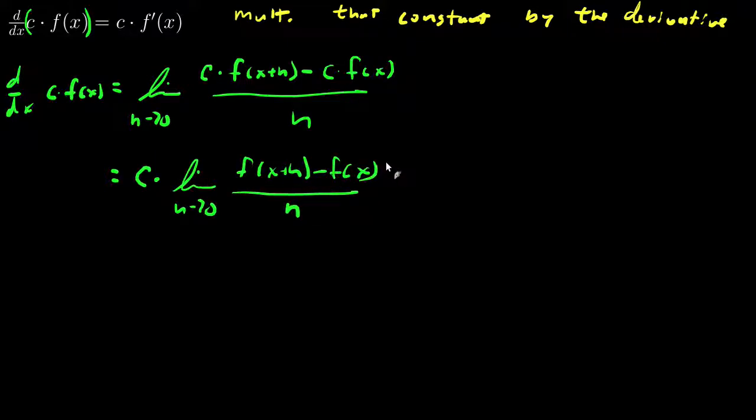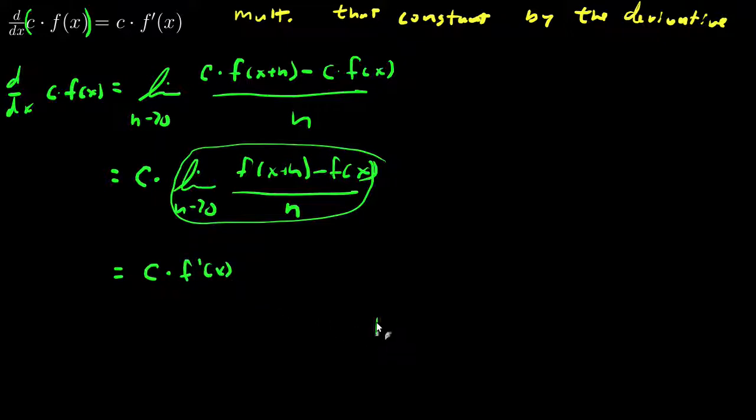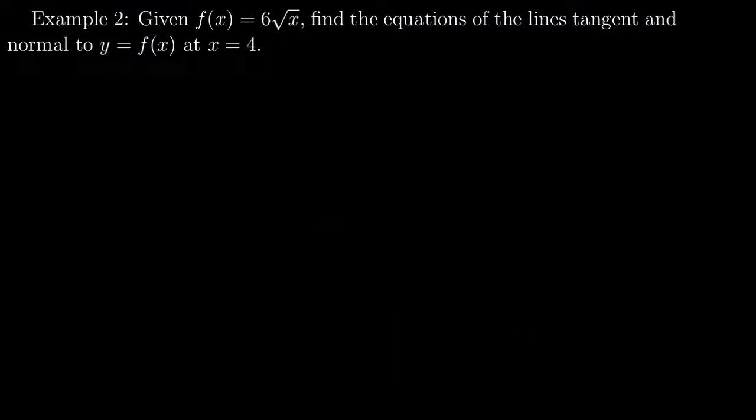And we see right here, this is the limit of the difference quotient. That's just going to be f prime of x. So c times f prime of x. So let's see an example of this. Given f of x is equal to 6 root x, find the equations of the lines tangent and normal to y equals f of x at x equals 4.